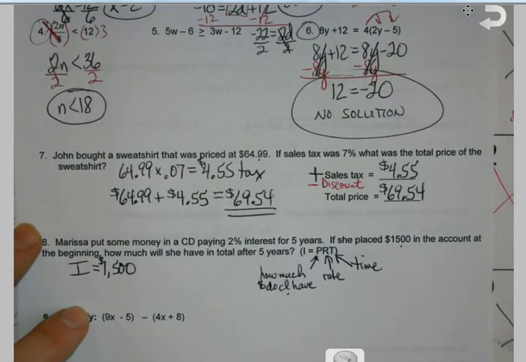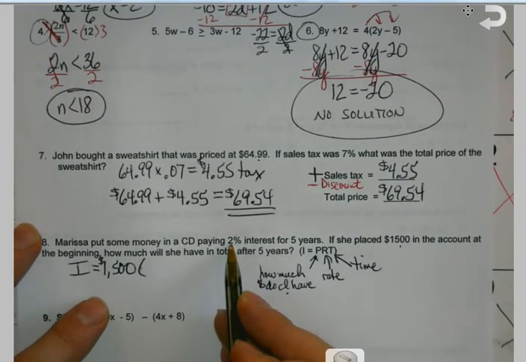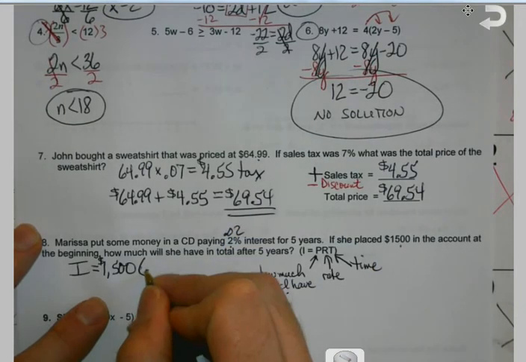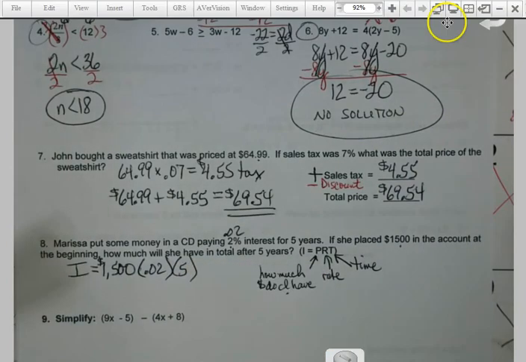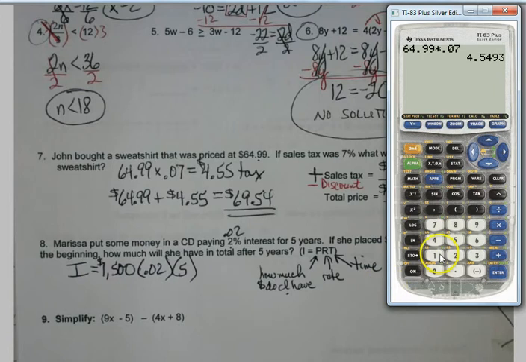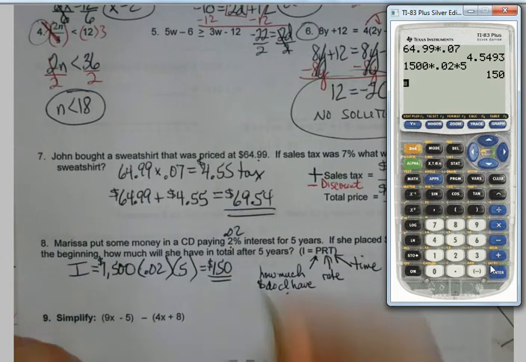So how much did I have at the start? 1,500. What's my rate? Again, I got to turn this into its decimal form, so I divide by 100 if I wasn't sure. 0.02. And my time is 5 years. And then I let the calculator do my work for me. Okay. So my interest is $150.